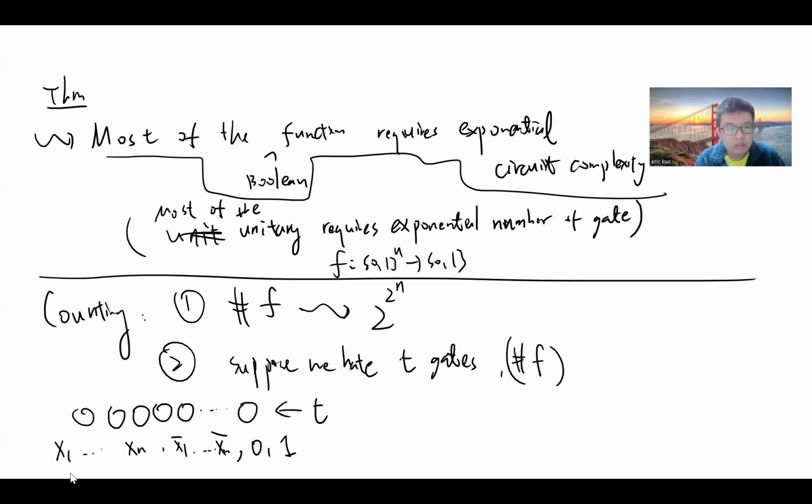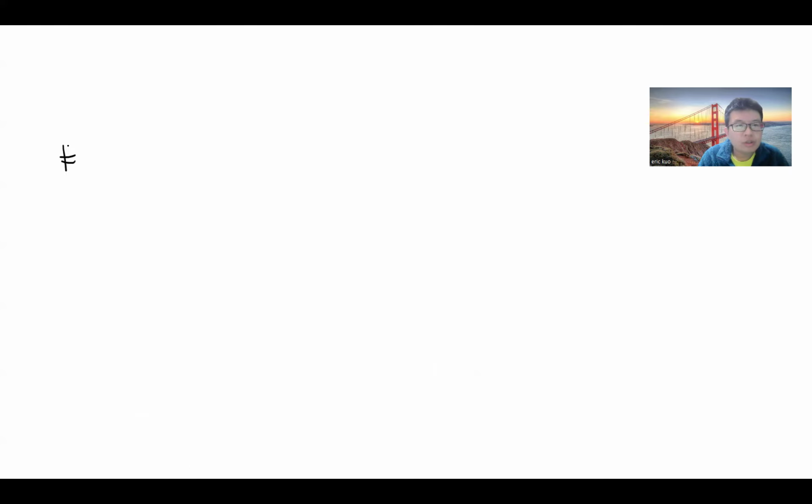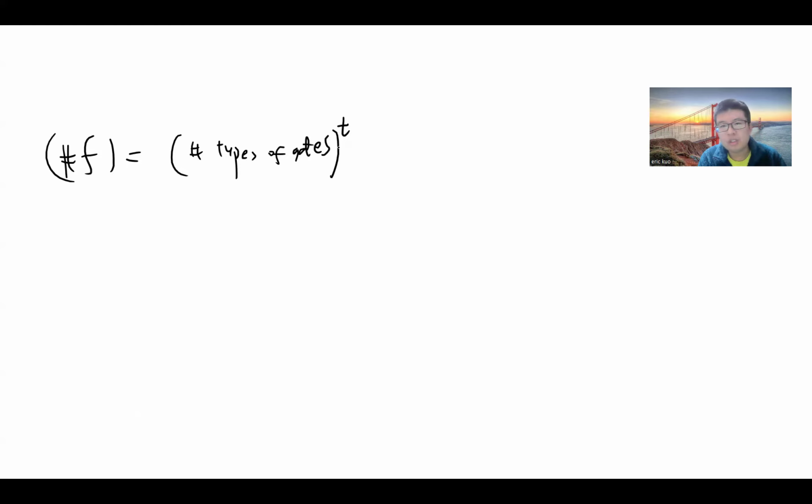Okay. So the number of functions is bounded by the number of types of gate, to the power t, right? Because suppose I have t gates, then for each gate I can choose its type. How many types? In this case one can use two, AND or OR, but you can prove that any constant is the same.